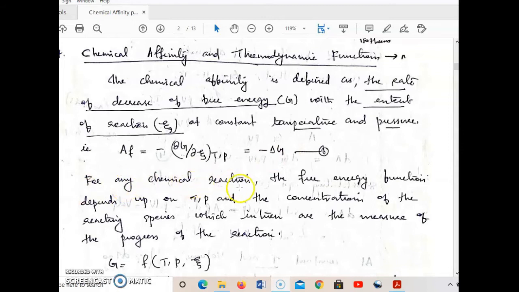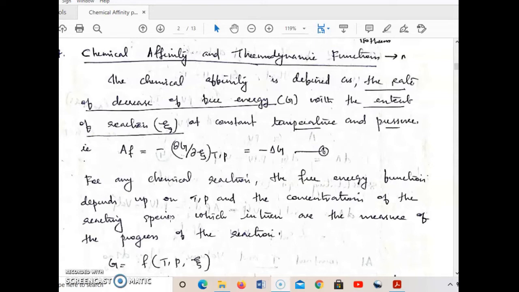And for any chemical reaction, the free energy function depends on temperature, pressure, and concentration of the reactant species, right? Free energy function G would depend on temperature, pressure, and concentration of reactants, which in turn are the measure of the progress of the reaction. So when a reaction proceeds, by checking the concentration of the reactants or the concentration of the newly formed product, we can find out the extent of reaction or the progress of reaction. So actually the extent of reaction can also be related to concentration, right?